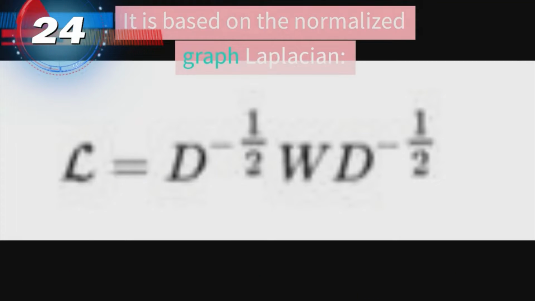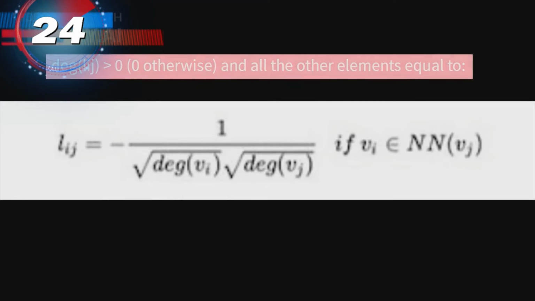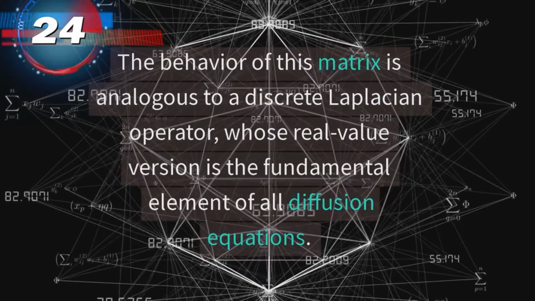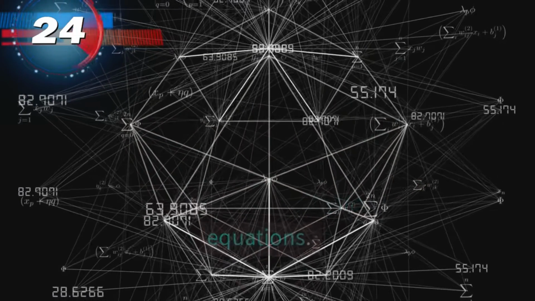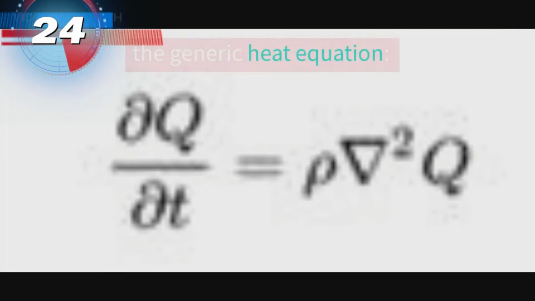Label spreading. It is based on the normalized graph Laplacian. This matrix has each diagonal element Lii equal to 1 if the degree d(i) is greater than 0, and 0 otherwise, and all the other elements are defined accordingly. The behavior of this matrix is analogous to a discrete Laplacian operator, whose real-valued version is the fundamental element of all diffusion equations. To better understand this concept, let's consider the generic heat equation.